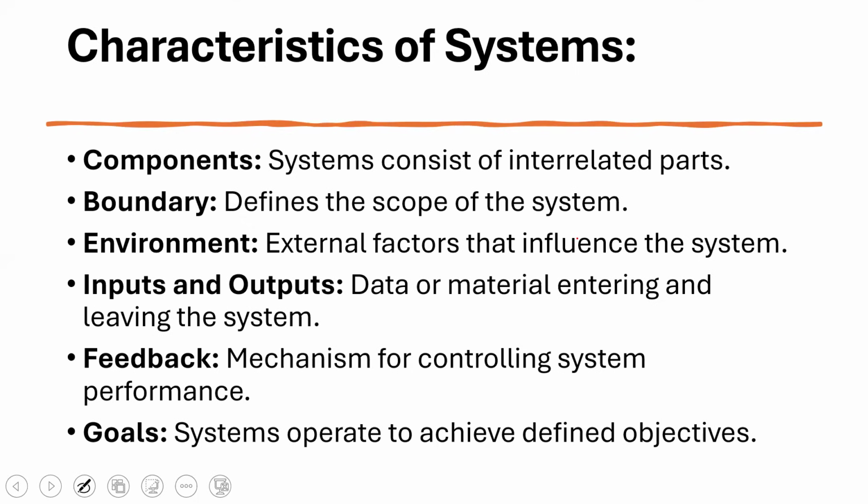And it also influences the system because they come in as input into the boundary, or they go out from inside the system to the environment. That's where you have the concept of input and output as also part of the characteristics. And they are the data or the material that are entering or leaving the system. Okay, you have feedback. Feedback is a mechanism for controlling the system performance. Then you have the goals. Okay, the system operates to achieve defined objectives.